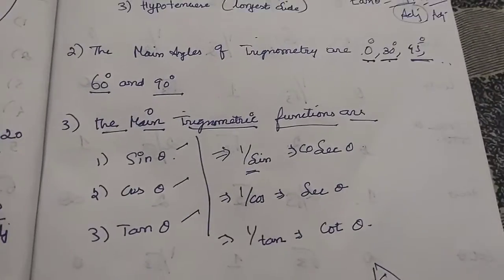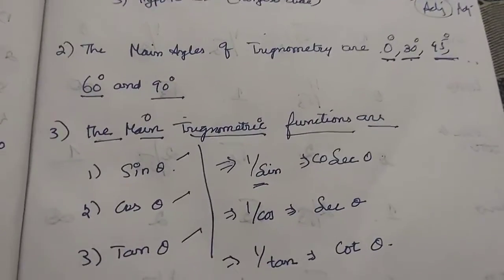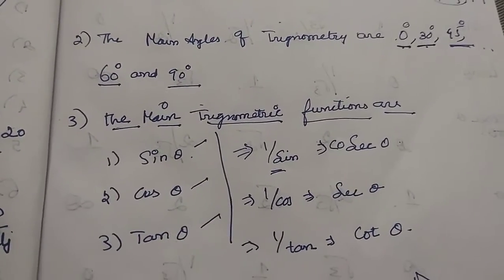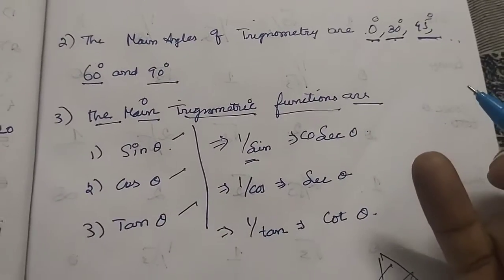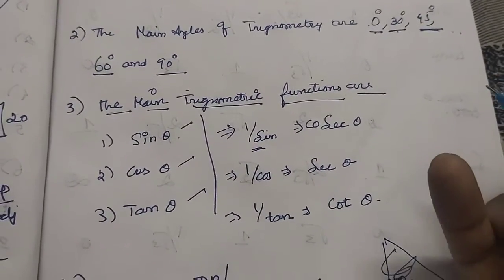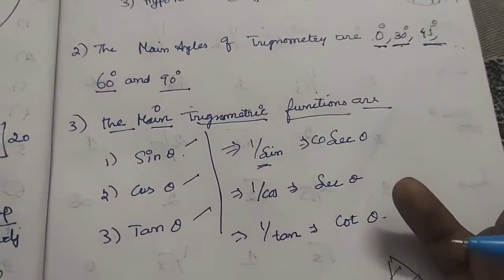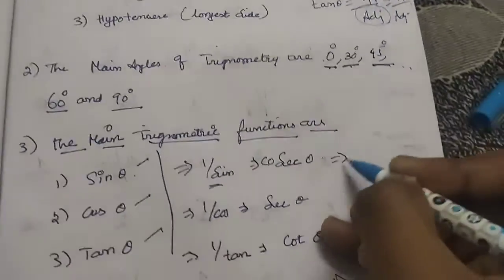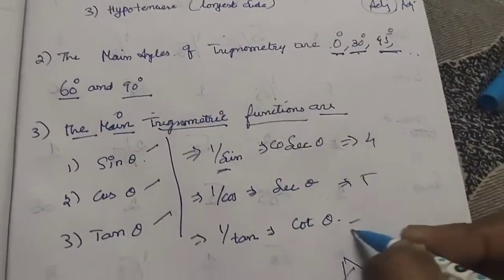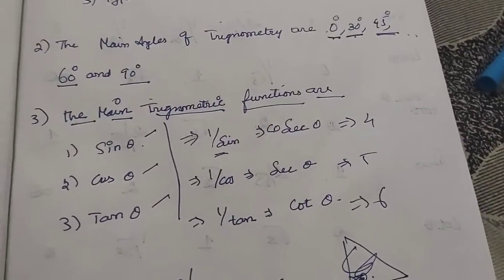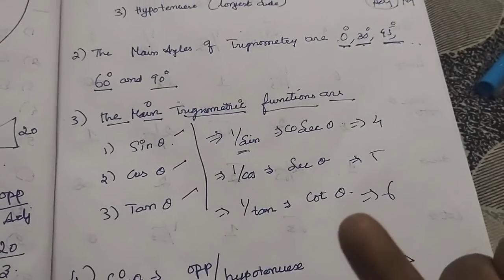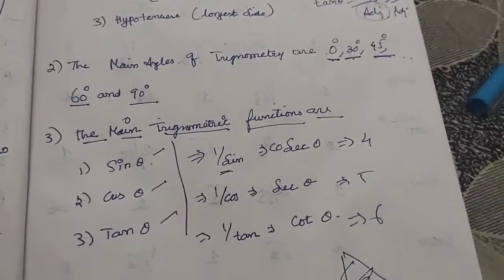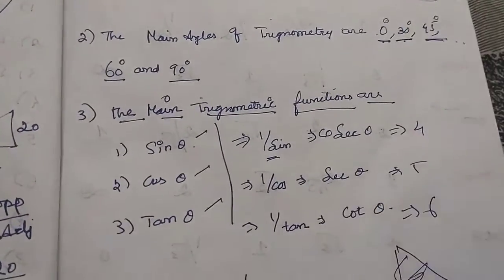And also I will show you some tricks to remember the other values. In total there are 6 functions: sin theta, cos theta, tan theta, cosecant theta, secant theta and cot theta. The main ones are sin theta, cos theta and tan theta, because the other 3 values depend only on sin theta, cos theta and tan theta.